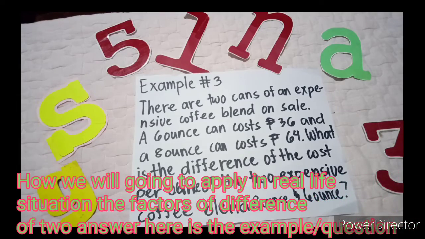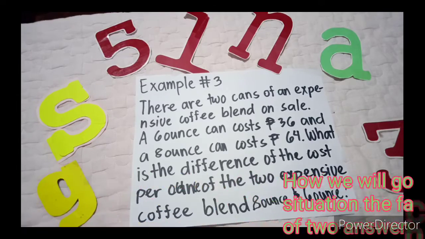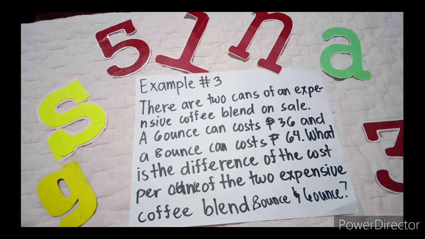Example number 3. How are we going to apply the factors of the difference of two squares in a real life situation? Here is the example. There are 2 cans of an expensive coffee blend on sale. A 6 ounce can costs 36 pesos and an 8 ounce can costs 64 pesos. Question: what is the difference of the cost per ounce of the two expensive coffee blends, 8 ounce and 6 ounce?